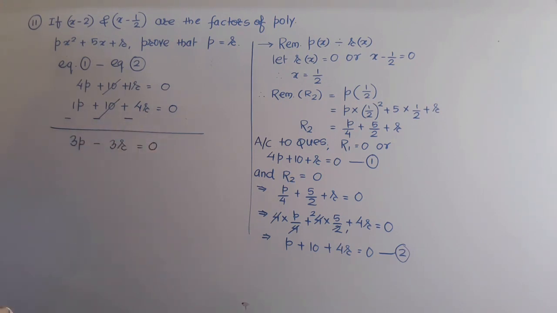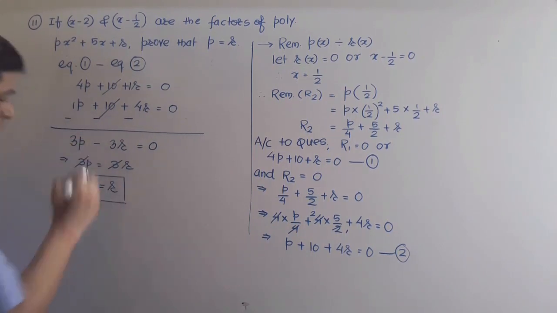Is equal to 0. 3P will remain as it is and 3R will go to that side. So 3 and 3 got cancelled. We can say that P will be equal to R. This is your answer. Clear?